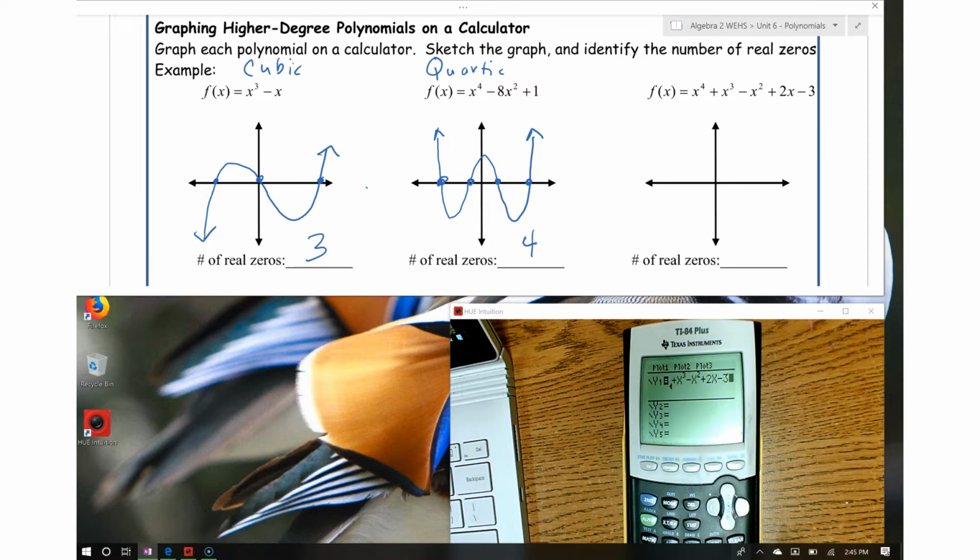And we notice we have 1, 2, 3, 4, 5 terms. So that's what we're going to do. We're going to graph this.